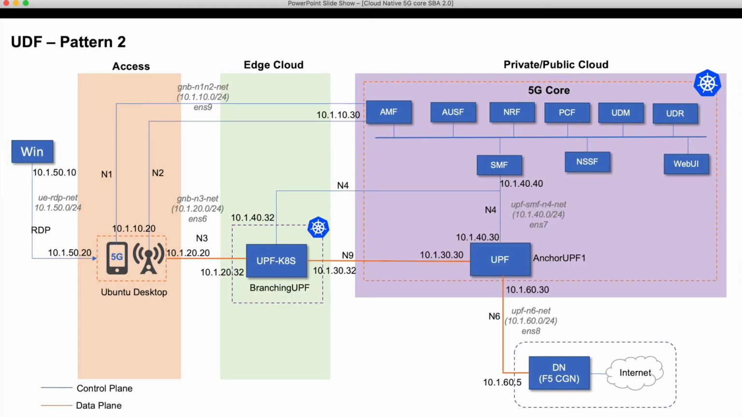In pattern 2, the setup is similar but slightly different. For pattern 2, I have a branching UPF here, which is also on the edge cloud. What happens here is that the associations will be passed through from the branching UPF to the anchor UPF via the N9 interface, and to the F5 CGNAT to the internet.